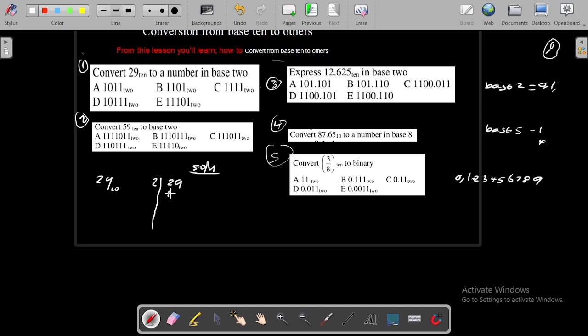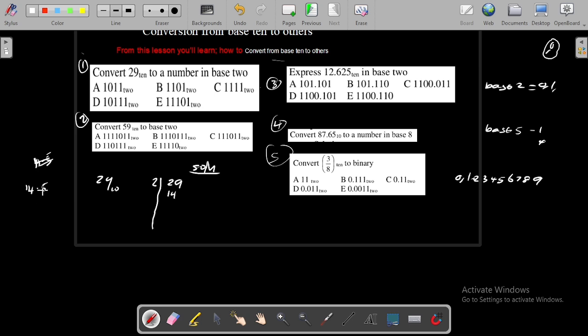It goes in 14 times. Now, if you use a calculator, that will be equal to 14.5. If you use a calculator, 29 divided by 2, that will give us 14.5. You can see it very well. So let me try to write it very well. We have 14.5.